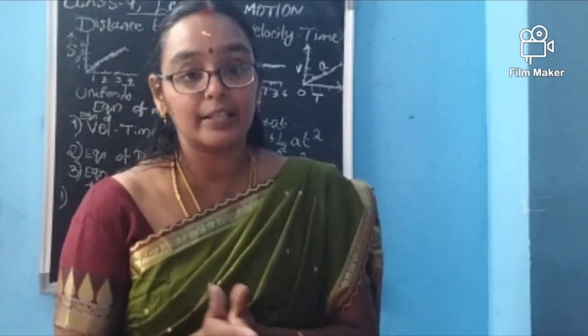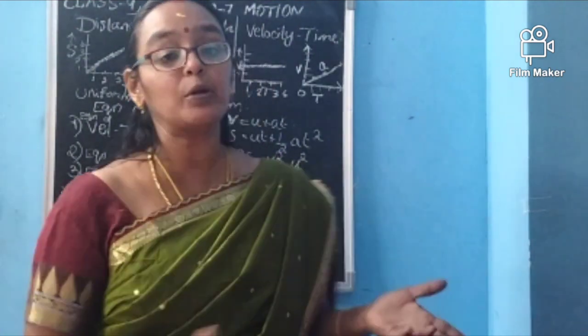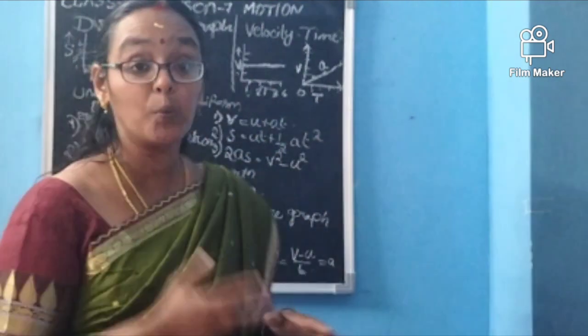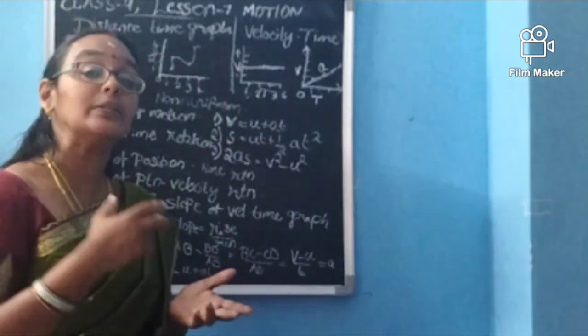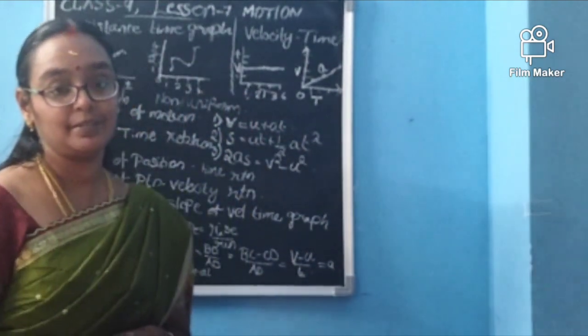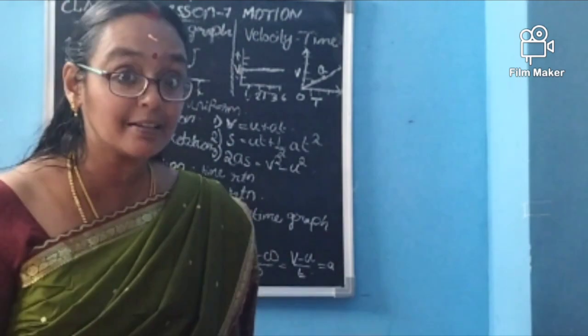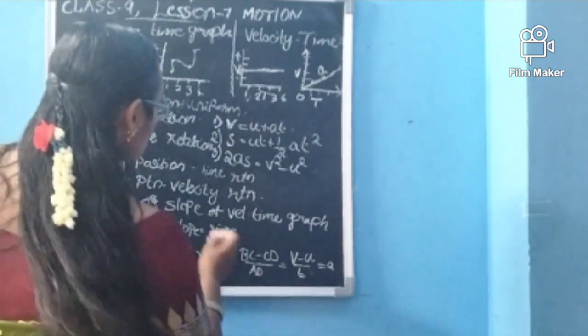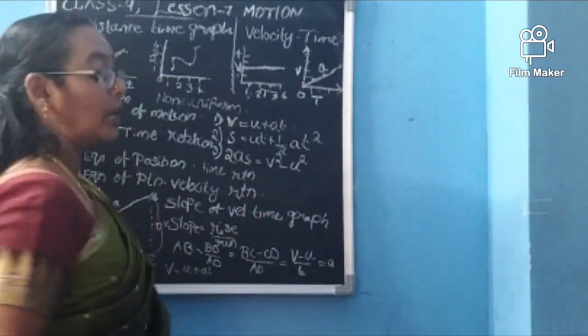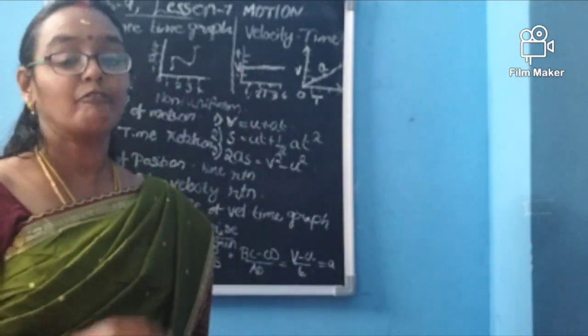Now another question is coming. How are we able to find these equations and how will we be able to solve them? For that we should know how the equations are derived. For that I am here. From the slope of the velocity time graph, we will be able to derive them.